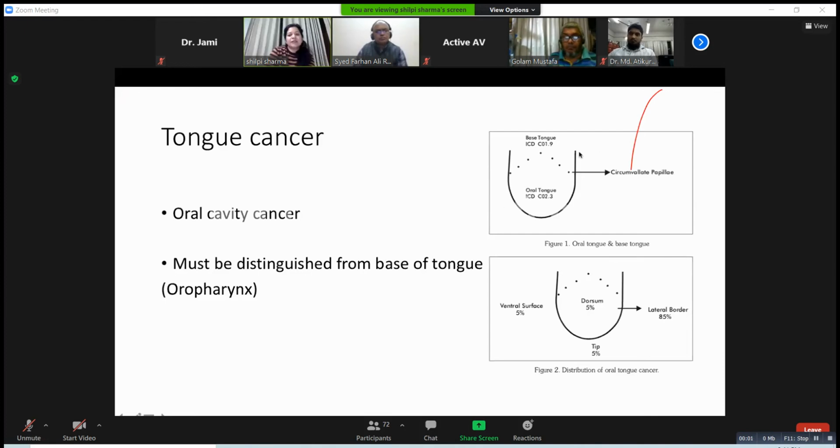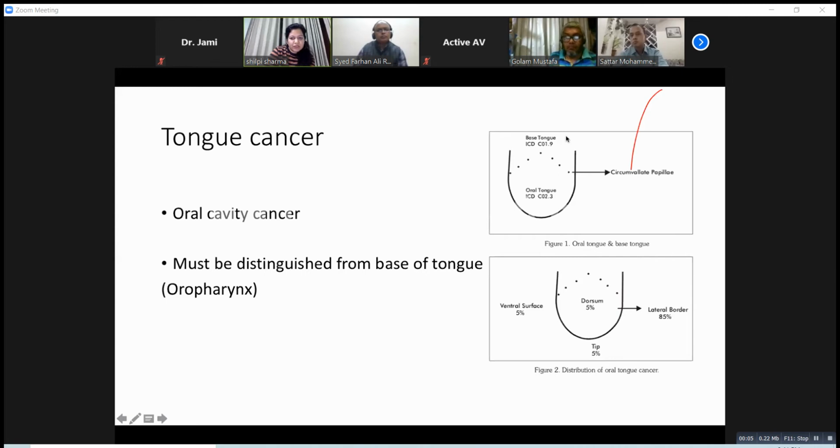PCD, and it is a part of the oropharynx. This is important to differentiate between the two sides because the treatment options and treatment management differ. Now, for the purpose of this presentation, we will be talking about the oral cavity cancer and not the base of tongue cancer.